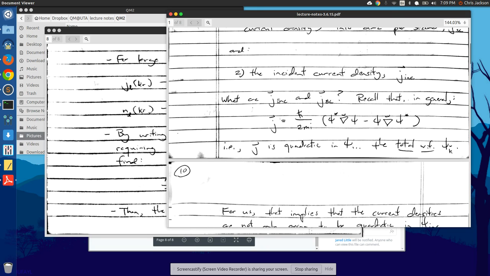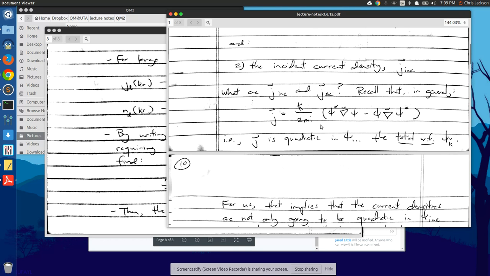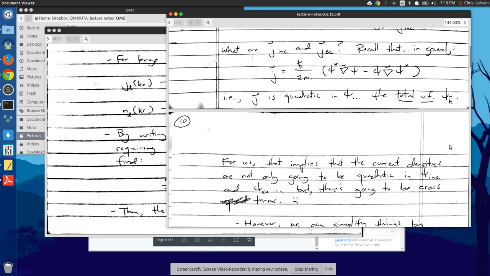So what we can ask ourselves first is, what are these things? If you remember, one of the first things you learn in quantum mechanics is the probability current density. It has a form where you take the gradient of the wave function, multiply it by its conjugate, and then subtract the vice versa, with a factor of h bar over m out in front. So any current density is going to be quadratic in the wave function, or in our case, the total wave function.